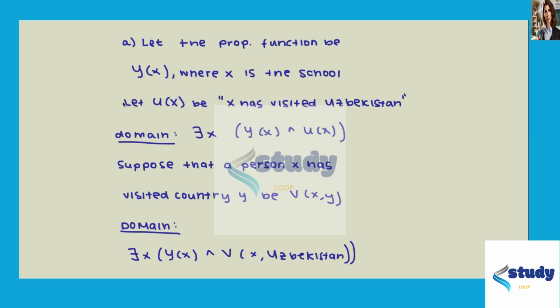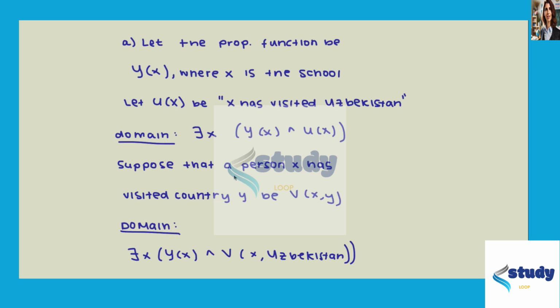Okay, so for part A, we're going to let the propositional function be y of x, and we're going to say x is in the school. Then we have this additional function u of x, that x has visited Uzbekistan. So the statement, using these conditions, is that there exists y of x and u of x. So what does that mean? There exists someone in the school who has visited Uzbekistan.